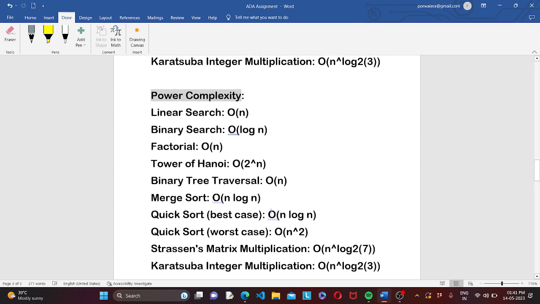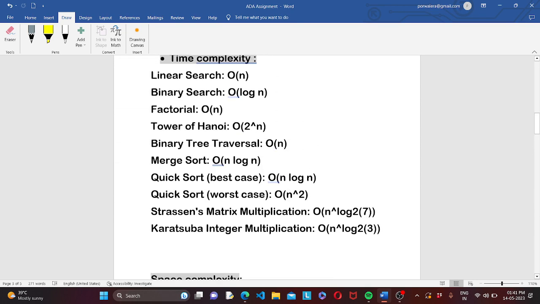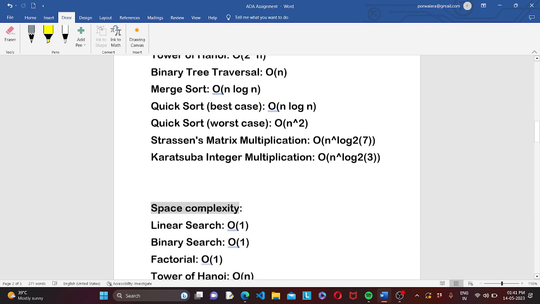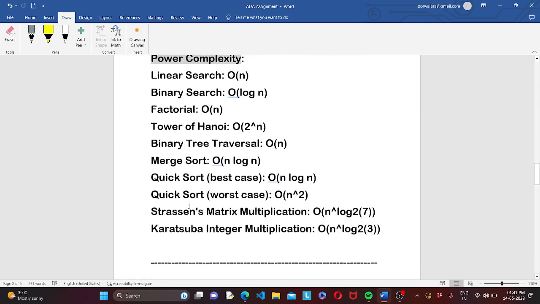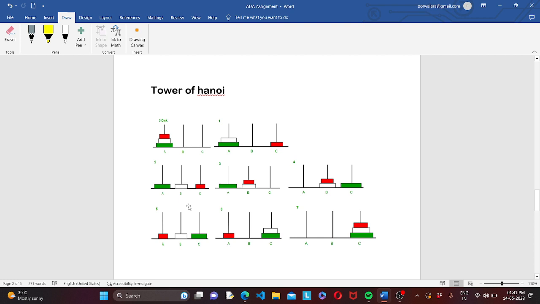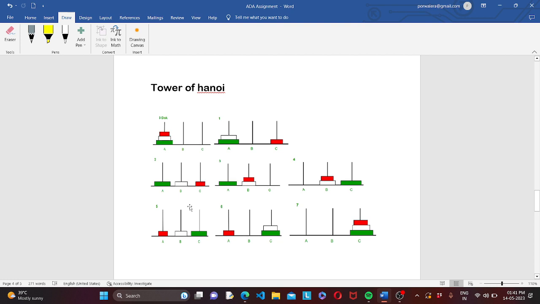So this is how we find the complexities of all of them. And now let us jump to our question 2, which is Tower of Hanoi. So first let me explain the Tower of Hanoi, what we actually have to do, what problem we have to solve, and then we'll go to the solution for this.